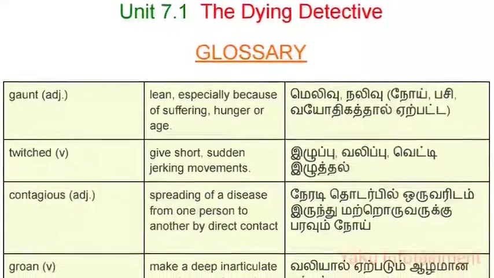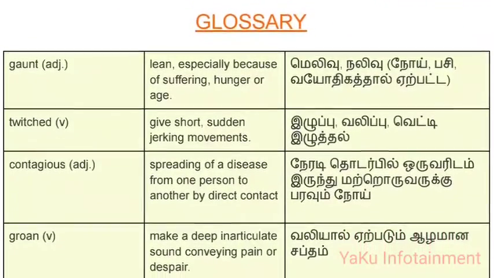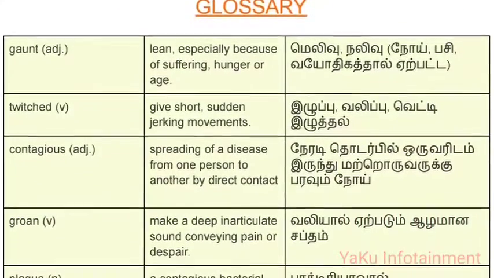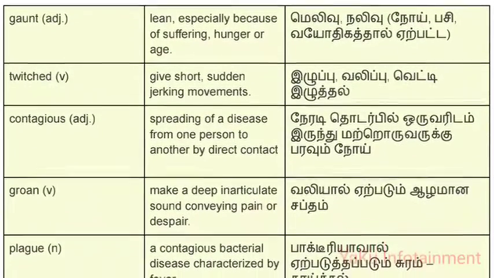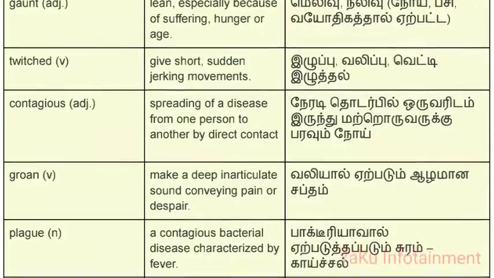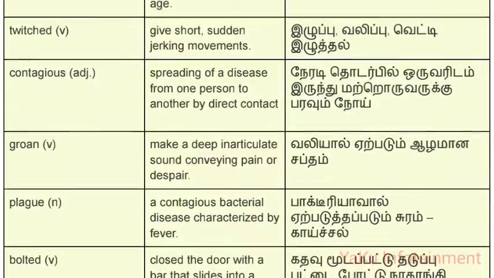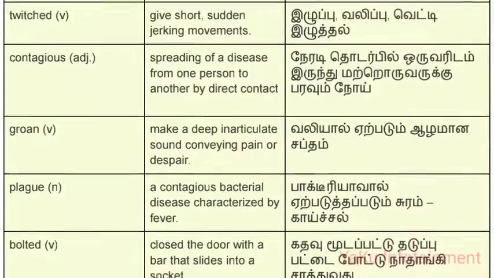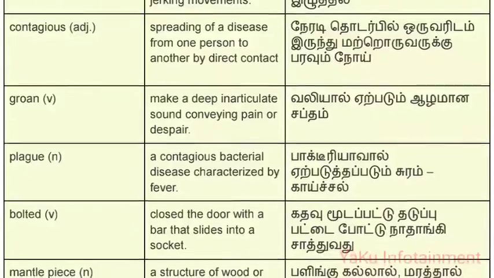Unit 7.1. The Dying Detective. Glossary. Gaunt: lean, especially because of suffering, hunger or age. Twitched: gave short, sudden jerking movements. Contagious: spreading of a disease from one person to another by direct contact. Groan: make a deep inarticulate sound conveying pain or despair.